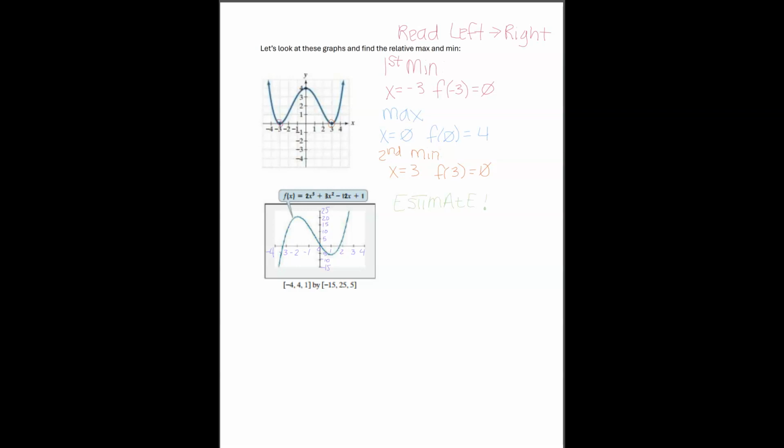Okay, so we're going to go across here, and we're going to find left to right. What do we run into first, max or min? Well, you're right. It's a max. Okay, so what is our x value at that max? If you said -2, you are right. So then at our f of -2, what is our y value? 20. Approximately 20. Okay, now let's do our min.